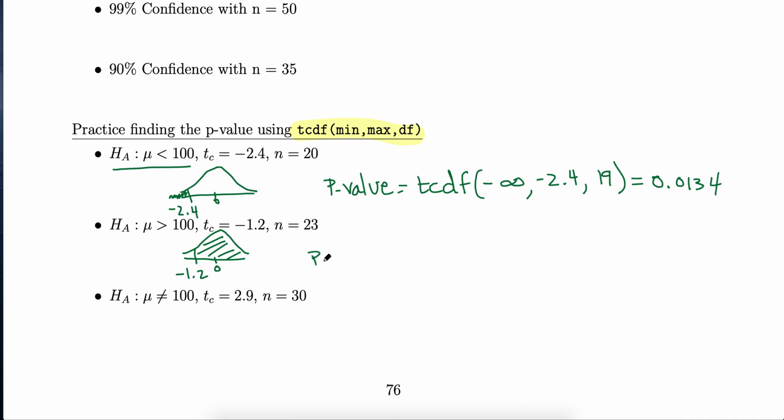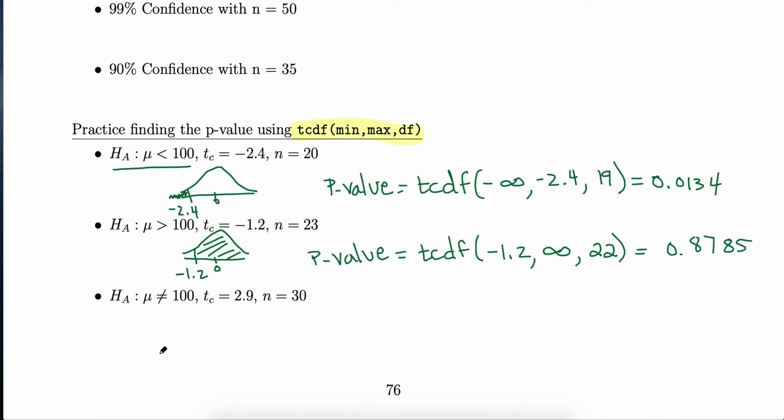So our p-value, because we're on the setting of means, not proportions, we're going to go TCDF for means. Our lower this time is negative 1.2. Our upper is all the way out to positive infinity. Again, just plug in your favorite big positive number. And we have that third thing we need to tack on, our degrees of freedom. So our n in this case is 23. Our degrees of freedom should be 22. And if you work that out, you're going to get 0.8785.